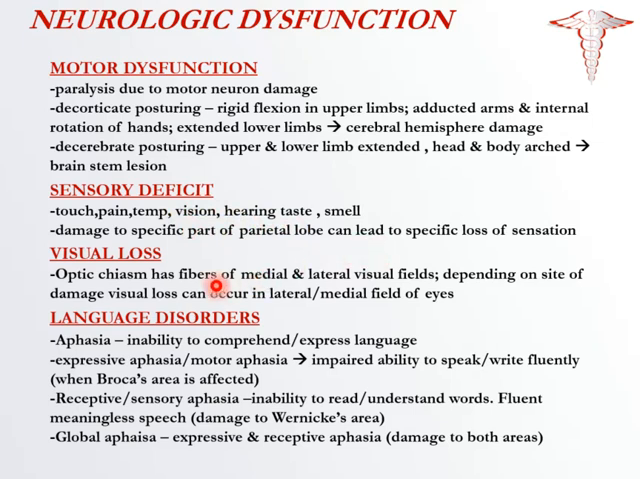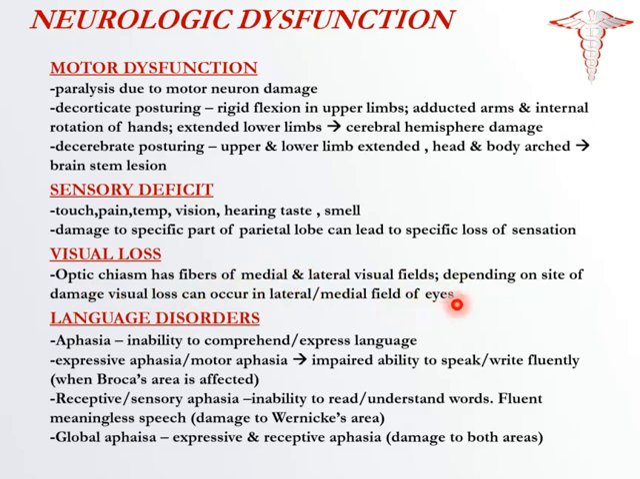Now visual loss, whenever you think about visual, think about optic nerves, think about the optic chiasma formed by the optic nerves and the occipital lobe, right? So the visual loss: optic chiasma has fibers of medial and lateral visual fields. Depending on the site of damage, visual loss can occur in the lateral or medial field of the eyes.